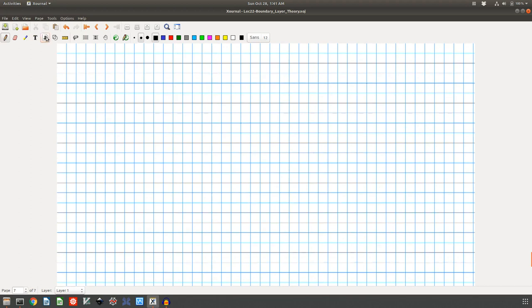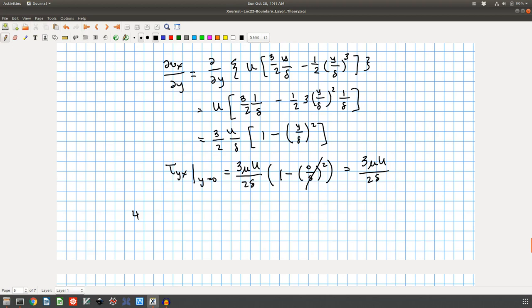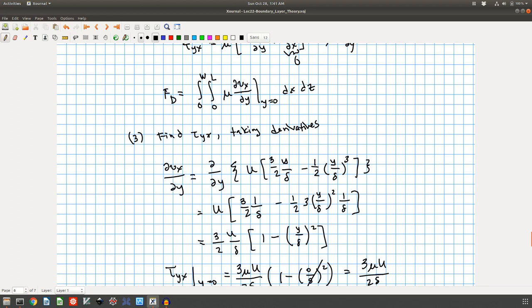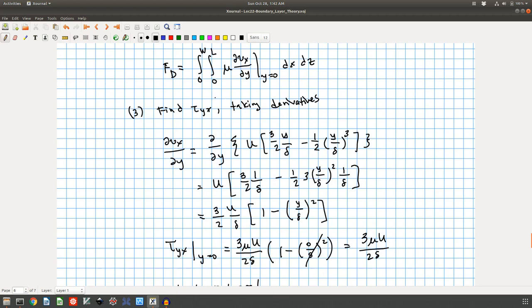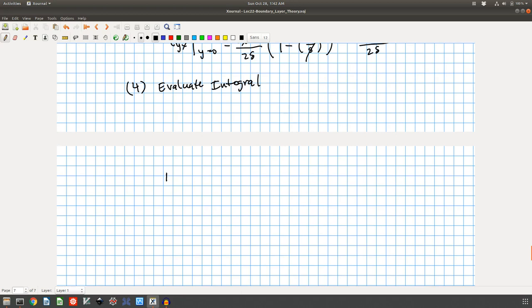All right, so now I'm at step 4, evaluate the integral. I'm going to evaluate the integral I wrote up there. I have my tau, so I'm going to plug it right in, and it's about the easiest two-dimensional integral I can have. It's in Cartesian coordinates, which is a nice thing about this part of boundary layer theory. We're all in Cartesian coordinates. I don't have to worry about cosines or sines of theta.